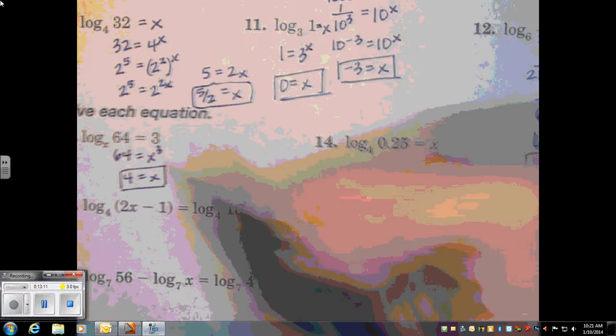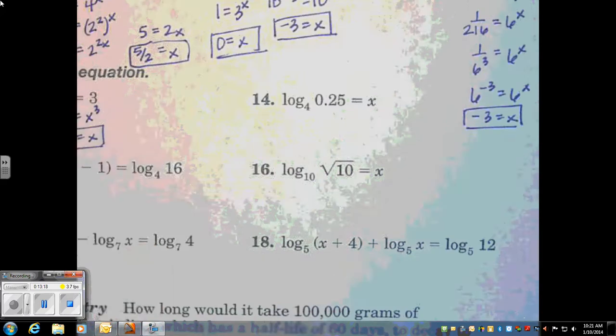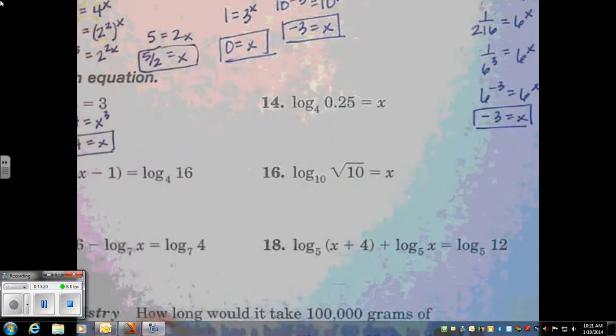Okay, so when I look at this, if x is 4, is that possible? Yeah, it's fine. Let's look at 14. What do you want to do? Okay.